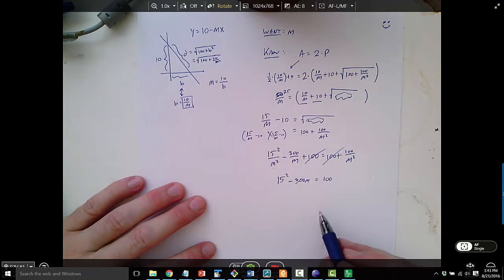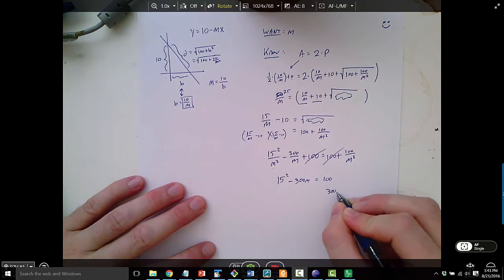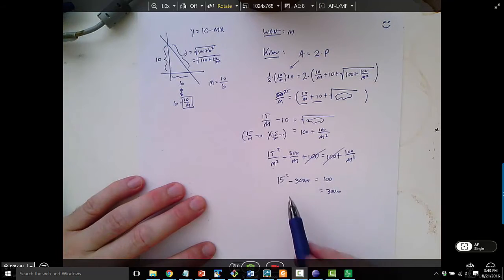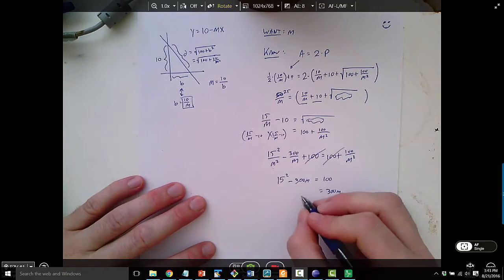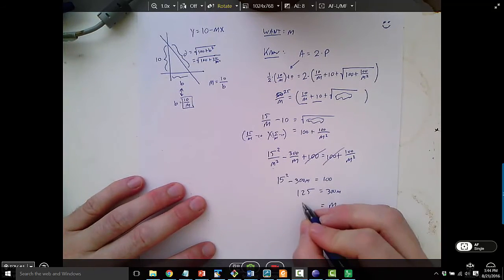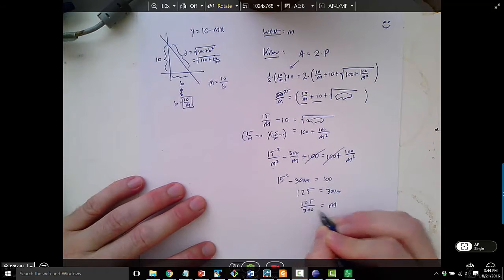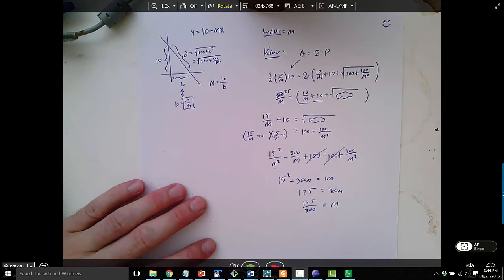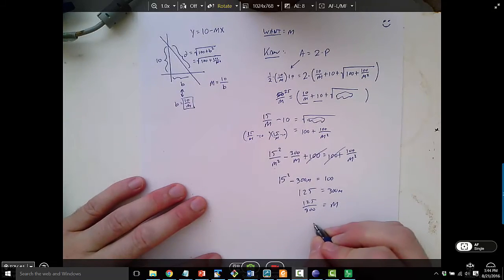Okay? Cool, so we're almost there. I'm going to move the 300m to this side. I'm going to subtract 100 from that side. So I said 15 squared is 225, so 225 minus 100 is 125. So now I've got that m equals 125 over 300, and both the numerator and the denominator here are divisible by 25, so that gives us 5/12 is what m is equal to.